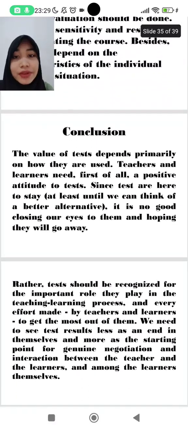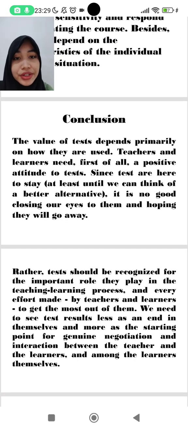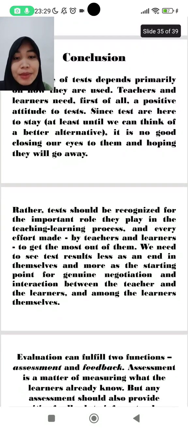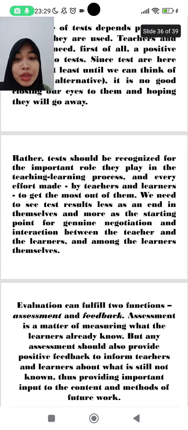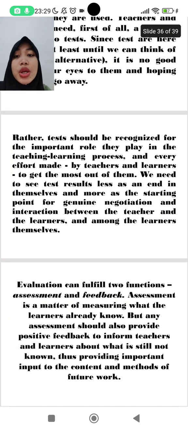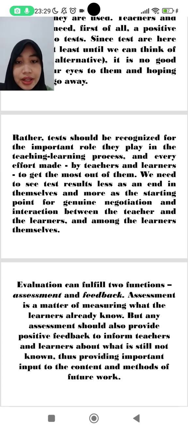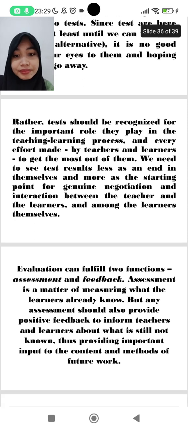Conclusion: the value of tests depends primarily on how they are used. Teachers and learners need, first of all, a positive attitude to tests. Since tests are here to stay, at least until we can think of a better alternative, it is no good closing our eyes to them and hoping they will go away. Rather, tests should be recognized for the important role they play in the teaching-learning process, and every effort made by teacher and learner to get the most out of them. We need to see test results less as an end in themselves and more as the starting point for genuine negotiation and interaction between the teacher and the learners and among the learners themselves.